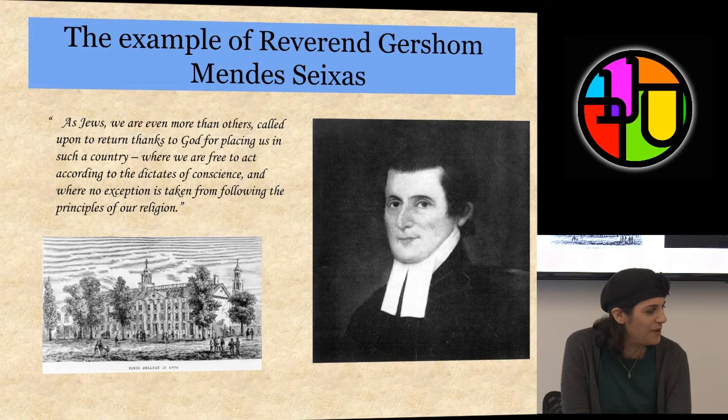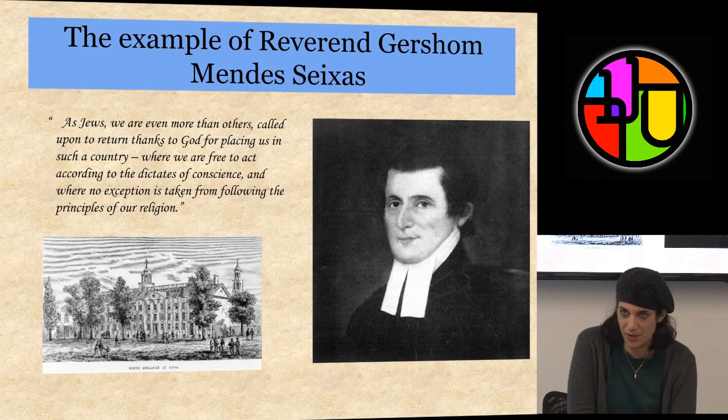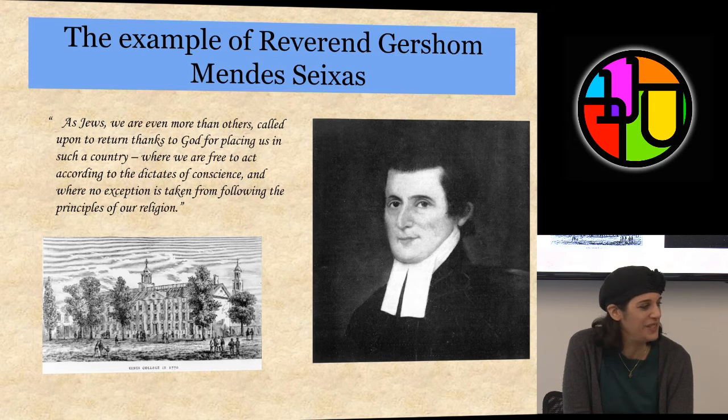He actually became, I put there a picture of King's College, which became Columbia. He was a trustee beginning in 1784 of Columbia. For the rest of his life, he was trustee of Columbia University. During the American Revolution, we'll talk more about this next week, about how Jews behaved in the American Revolution, but Seixas actually was a huge backer of the revolution.